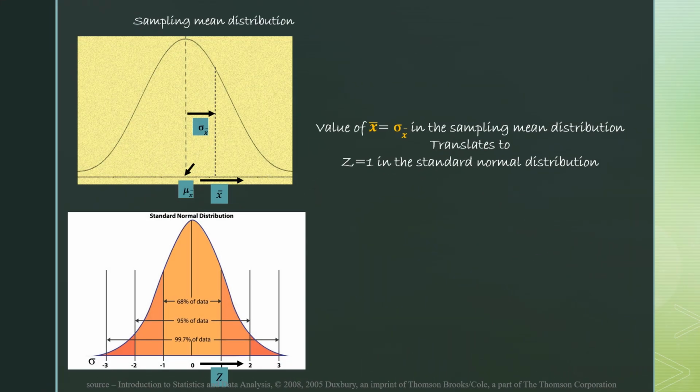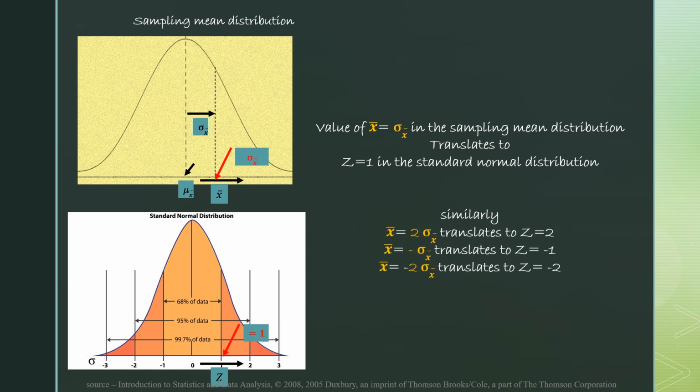A value of x bar equals mu of x bar plus sigma of x bar in the sampling mean distribution translates to z equals 1 in the standard normal distribution. Similarly, x bar equals mu of x bar plus 2 times sigma of x bar translates to z value 2, x bar equals mu of x bar minus sigma of x bar translates to z value minus 1, and x bar equals mu of x bar minus 2 times sigma of x bar translates to z value minus 2.